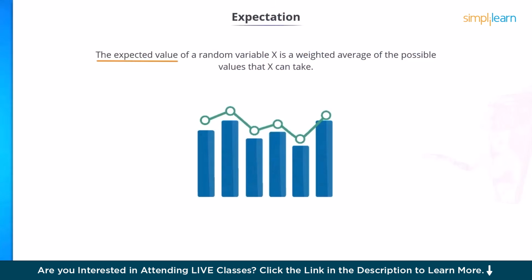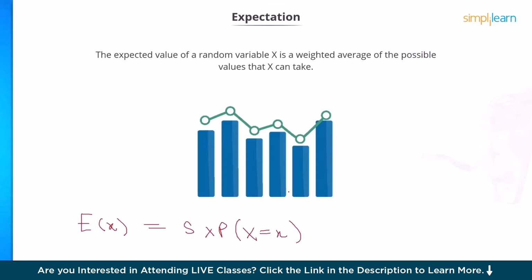So the expected value, or we can say mean, of a given variable that we denote by x, a discrete random variable, is a weighted average of the possible values that x can take, and each value is weighted according to the probability of that specific event occurring. Usually the expected value of x is defined by a simple formula, which is the sum of each possible outcome multiplied by the probability of the outcome occurring.